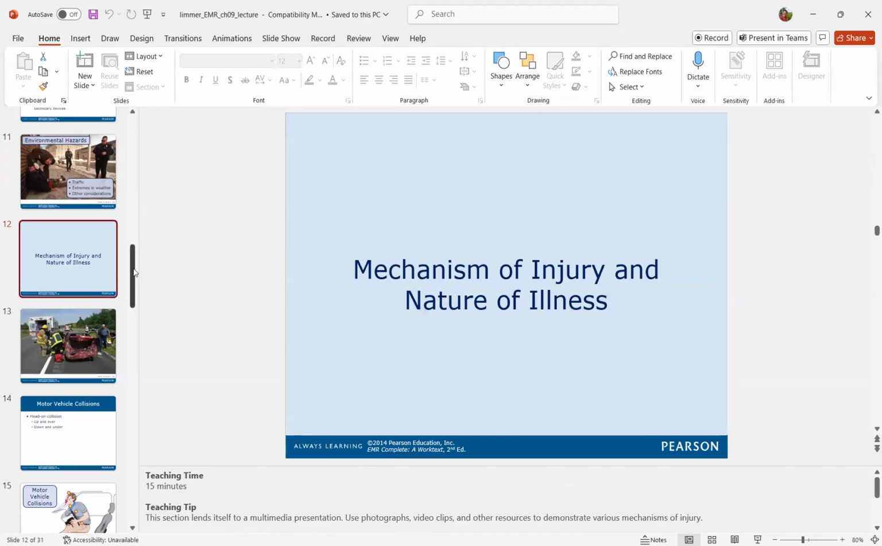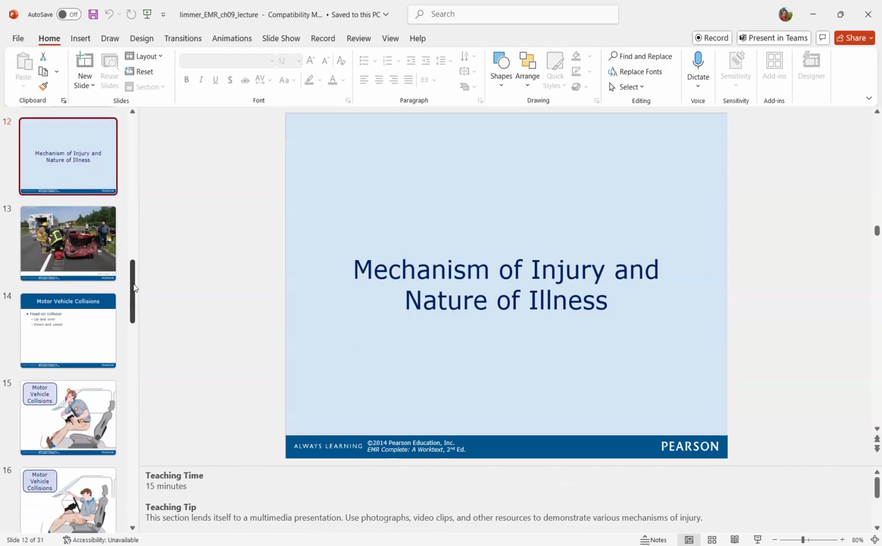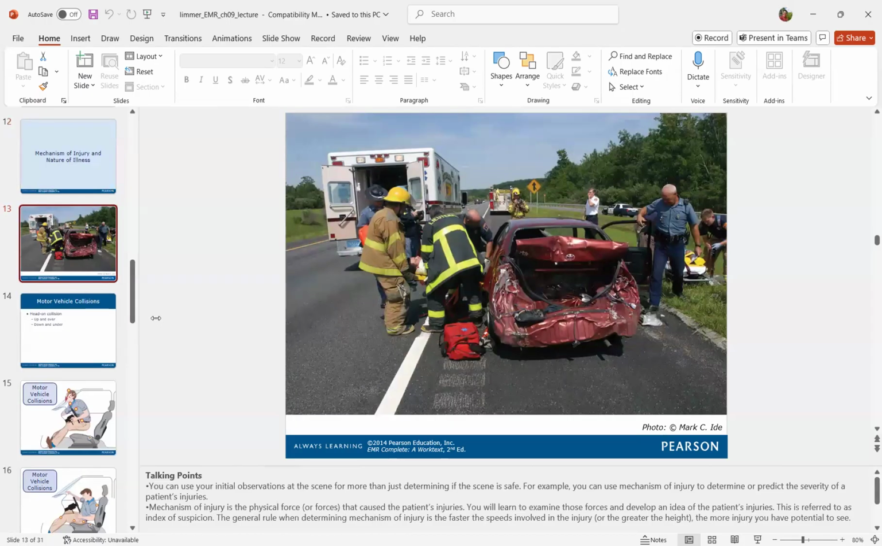Mechanism of injury, nature of illness. Typically, mechanism of injury is going to be more trauma, and nature of illness is going to be more medical situations. So we can use our initial observations of the scene for more than just determining if the scene is safe. If we have an incident like this one right here, we know this is probably a mechanism of injury, a car accident.